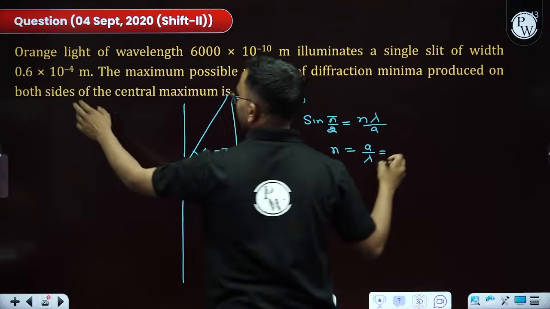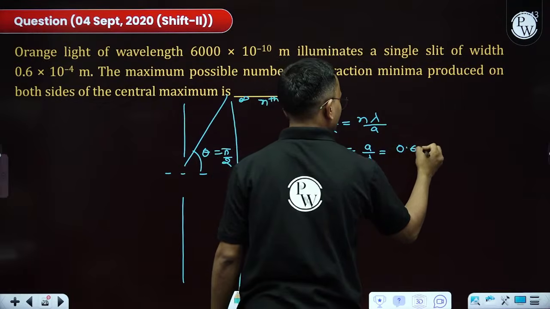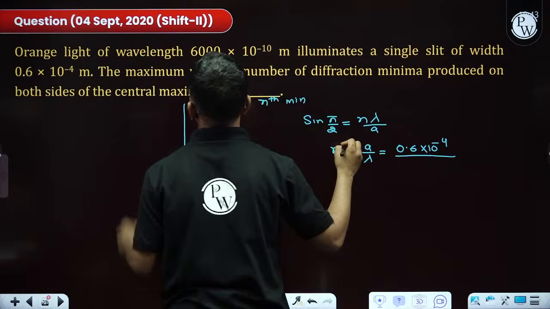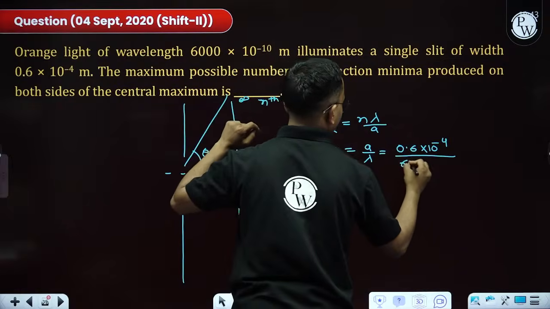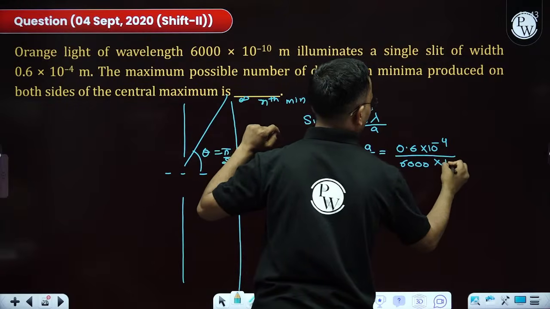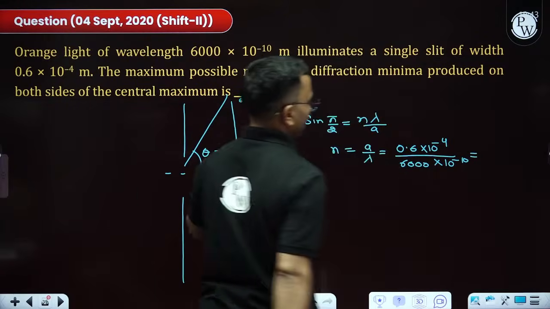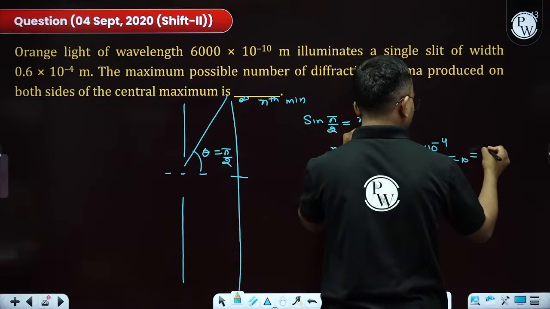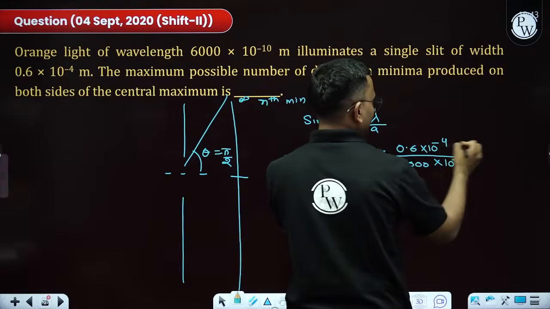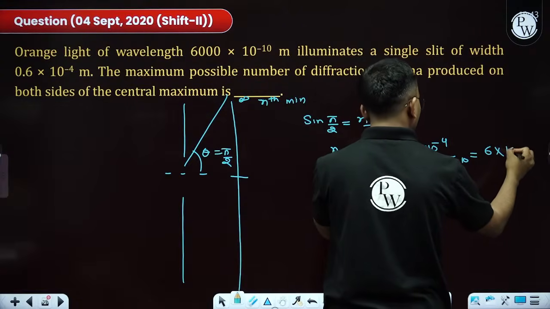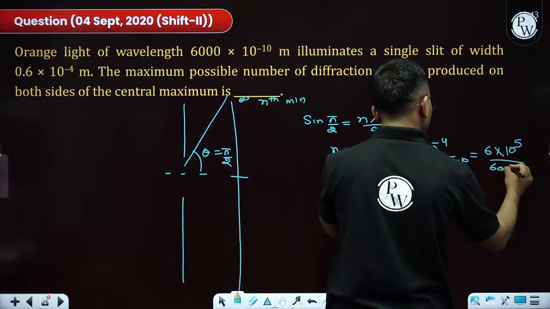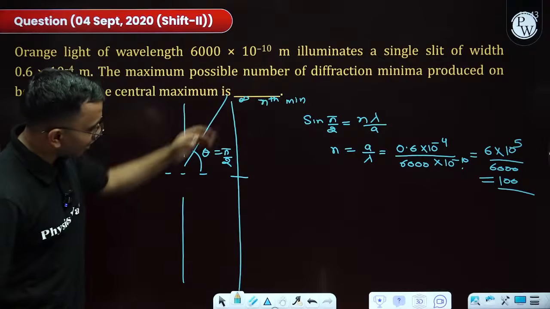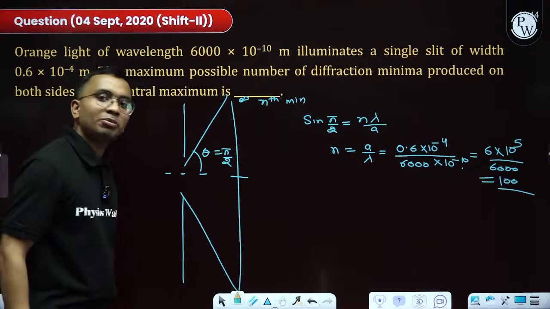a is 6 into 10 to the power minus 4, divided by lambda, which is 6000 into 10 to the power minus 10. This comes out to be 6 into 10 to the power 5 divided by 6000, which is 100. So the order of the minima is 100.